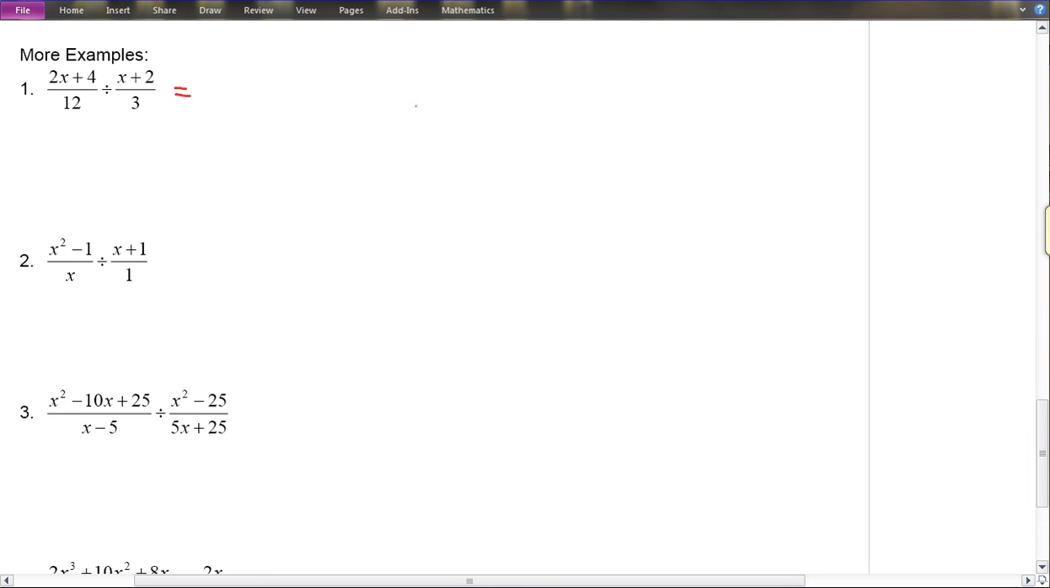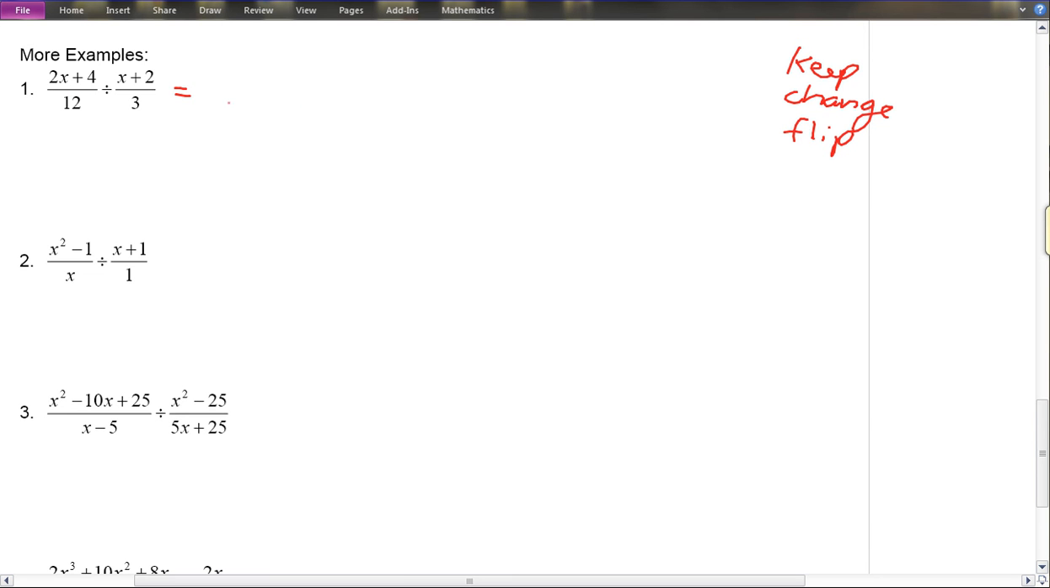Okay, so starting off with number 1, remember we're still always trying to think about keep, change, flip. Every time that we divide, we're going to do keep, change, flip. Keep the first fraction the same. Change the sign into multiply. Flip the second fraction. Okay, now, first thing we want to do is factor stuff out.